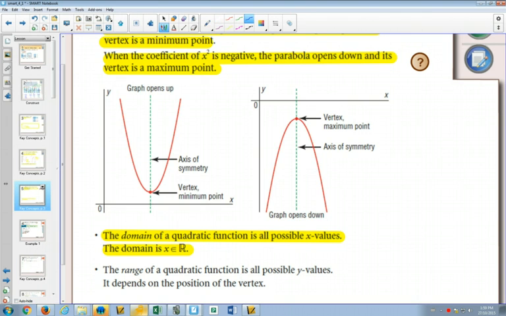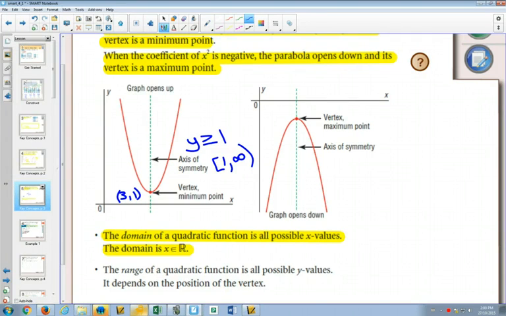So for example, if this vertex here looks like it's at 3, 1, does that look kind of right? Then the range of this one, again, your range is your y values, would be y is bigger than or equal to 1, would be one way that you could write it. Or you could write it in interval notation, that it starts at 1 and goes to infinity. Have you seen both interval notation and set notation?